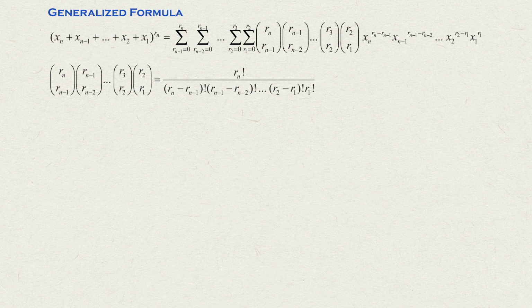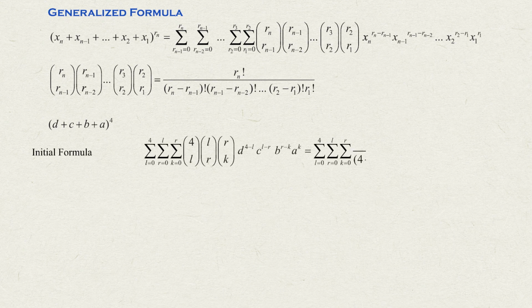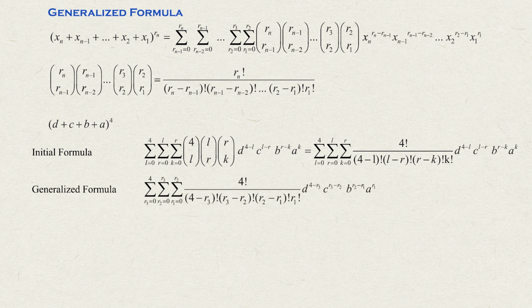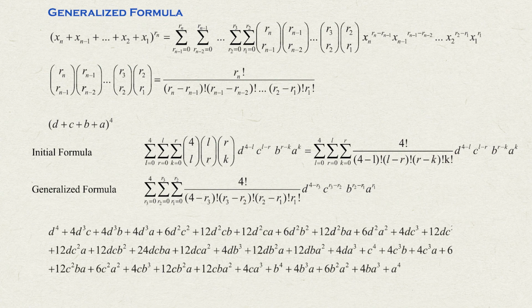Let's use these to expand d plus c plus b plus a to the fourth power, which we looked at earlier. Remember, it needed all the levels in one single tetrahedron to represent all the coefficients in its 35 terms. If we use the first formula using L, R, K, and in this case, n would equal 4, the formula would look like one of these two forms. If we use the generalized formula only using the two variables, it would look like this. Either way, as part of a program, it quickly kicks out the terms we see here.